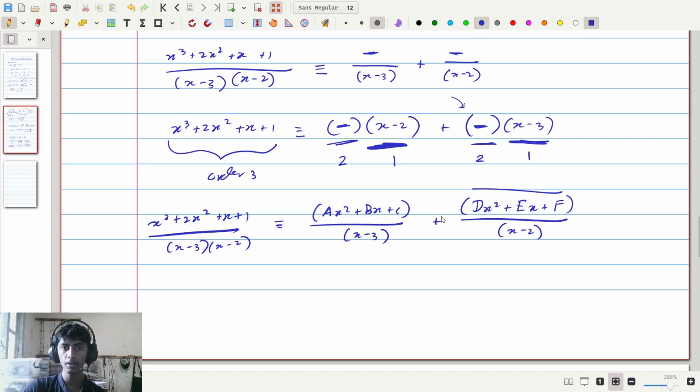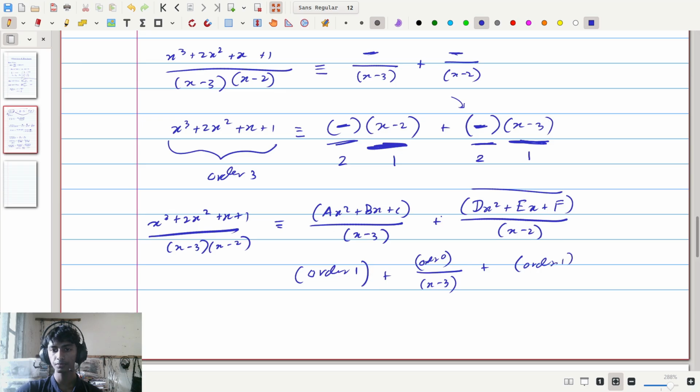Because we can extract order 1 polynomials, we can write that this is equivalent to an order 1 polynomial plus, and then on top we would be left with an order less than the order of the denominator. So this would be order 0 divided by x minus 3, and then plus, we could do the same kind of decomposition over here. This could have been reduced by polynomial division into an order 1 polynomial plus an order 0 polynomial divided by this order 1 polynomial, x minus 2. This could potentially have been done.